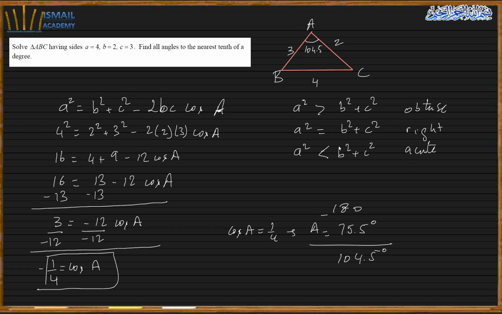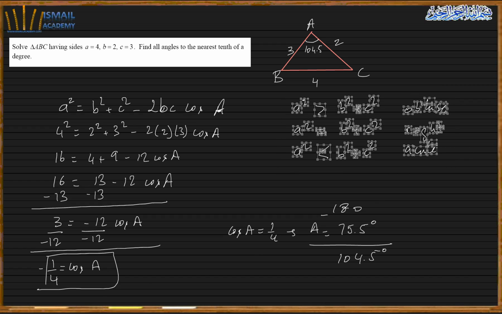You can do the same thing with B and C. So it's the same concept. Those are the properties we learn in elementary school. You can do this one in your head: 16 is greater than 9 plus 4, which is 13. So that means this must be obtuse, greater than 90 degrees. So keep in mind this information. It is very, very helpful.